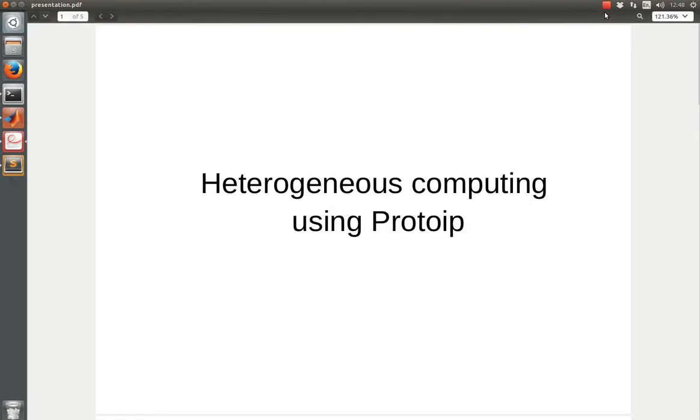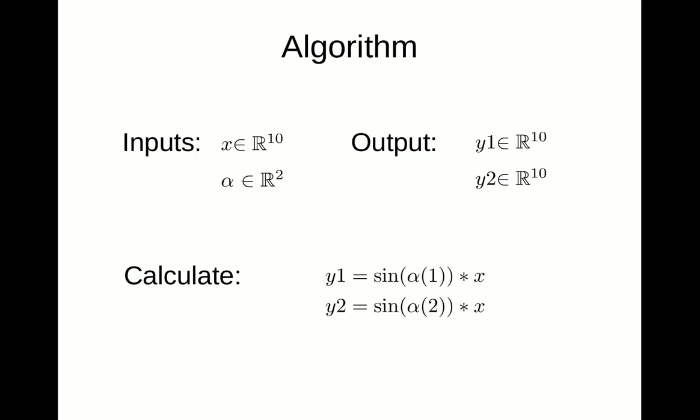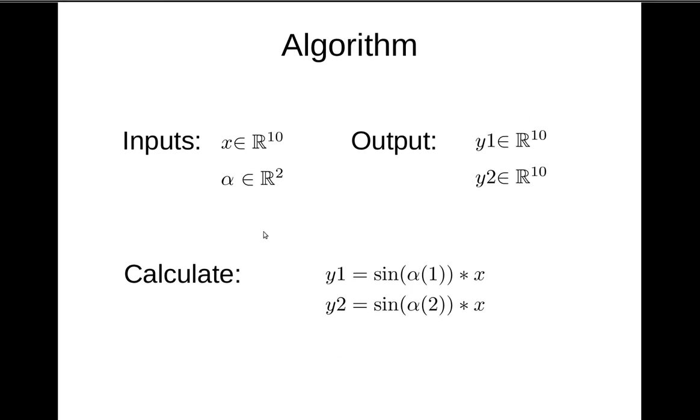Hi, in this video we will consider implementing a software algorithm on a heterogeneous computing platform using Protoip. The algorithm of interest is the following. We have two inputs, vector x of 10 elements and vector alpha with 2 elements, and two outputs, y1 and y2. These are two vectors, 10 elements each. And we want to perform the following calculations.